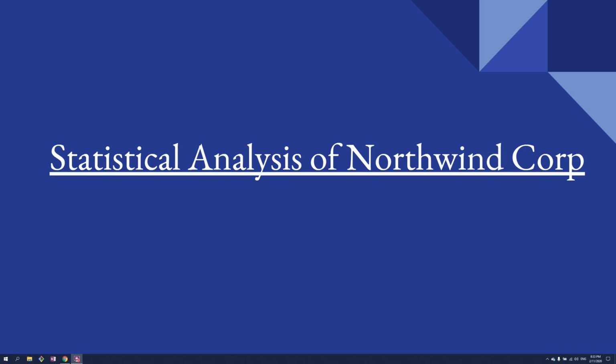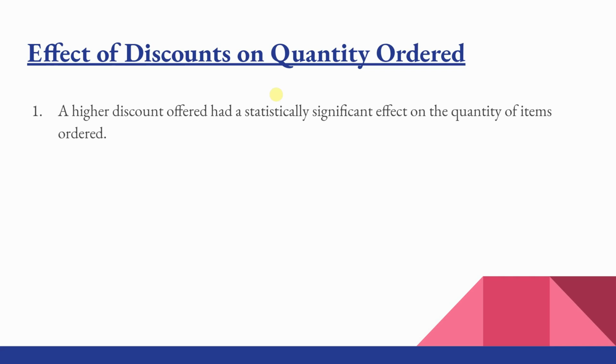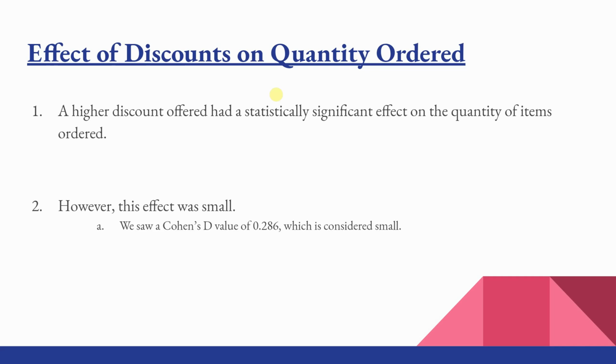Today I'm going to talk about some statistical analysis that I did on the Northwind traders dataset. So the first question that we asked was, customers were offered varying levels of discounts on certain items. And what we were interested in trying to figure out was that, when we gave a discount on a product, did it increase the quantity ordered of the product? And we found out that offering a discount on the product did have a statistically significant effect on the quantity of items ordered. But the effect was small. We saw a Cohen's D value of 0.286, which is considered small.